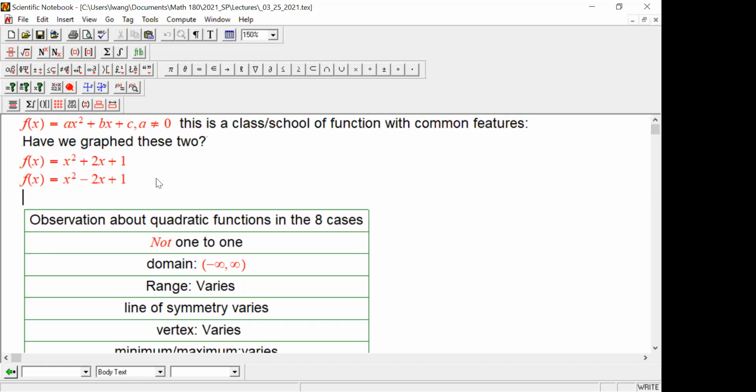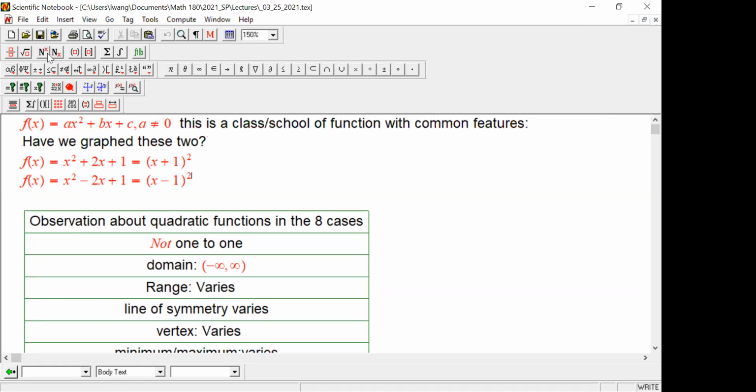The answer is we have. We've done it. Why? Because if you factor x squared plus 2x plus 1, it equals x plus 1 squared. If you factor the latter one, the same thing. So we have graphed them. They were just in disguise.